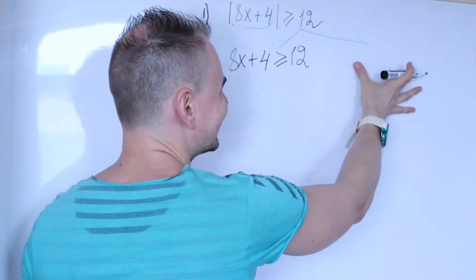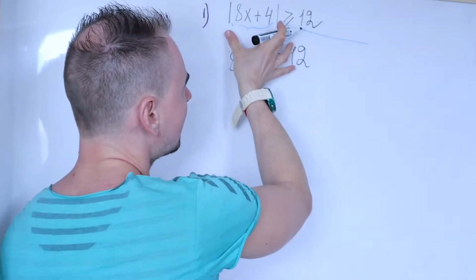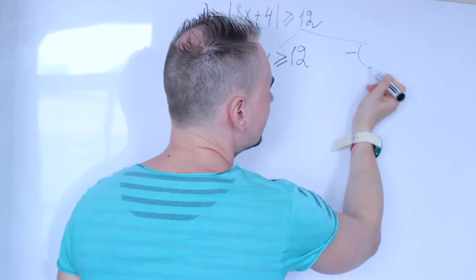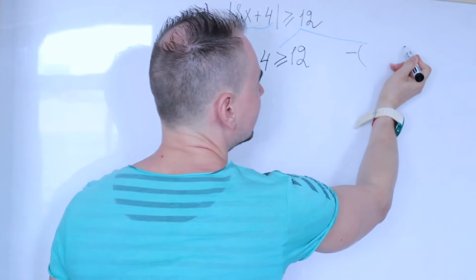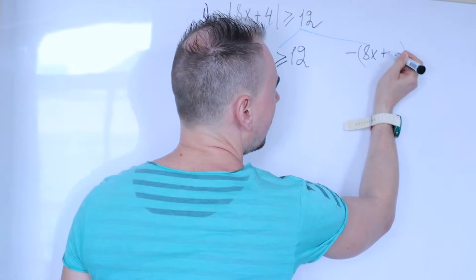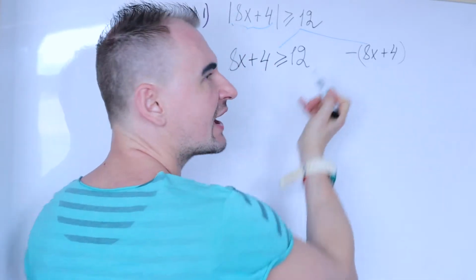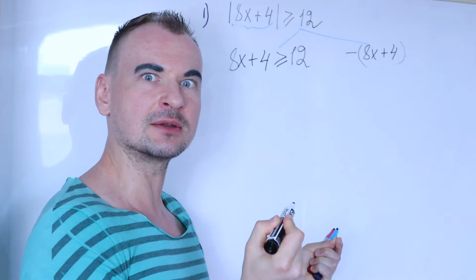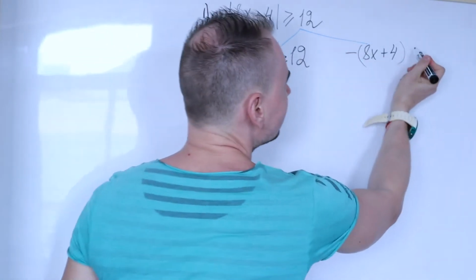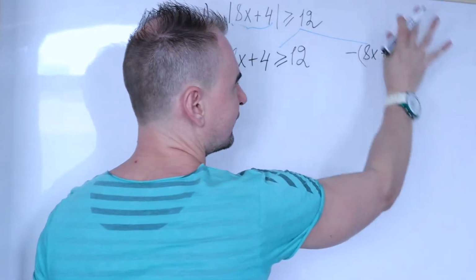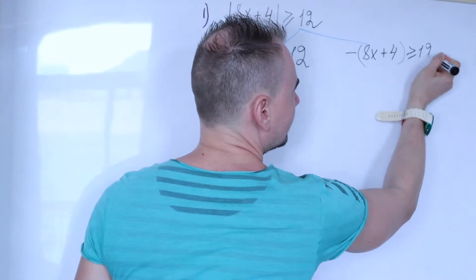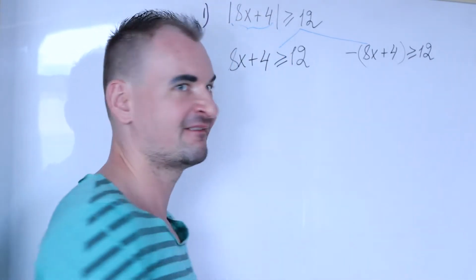Now, the second inequality comes from here, but we're going to take the negative version of whatever you have inside. So inside you have 8x plus 4. So I'm going to write this negative sign in front. So this is your negative version. And you always keep whatever you have left over. So you don't want to change anything. So it's greater than or equal to 12.